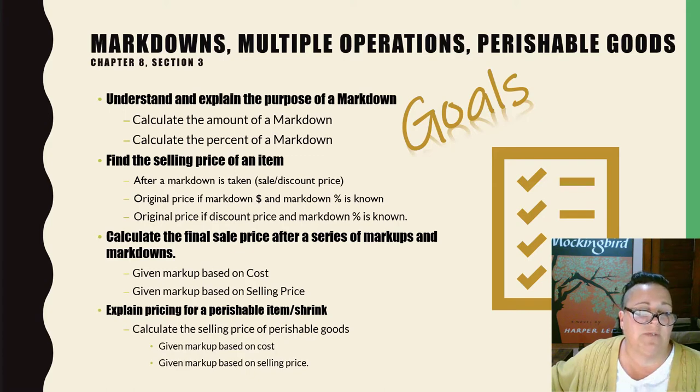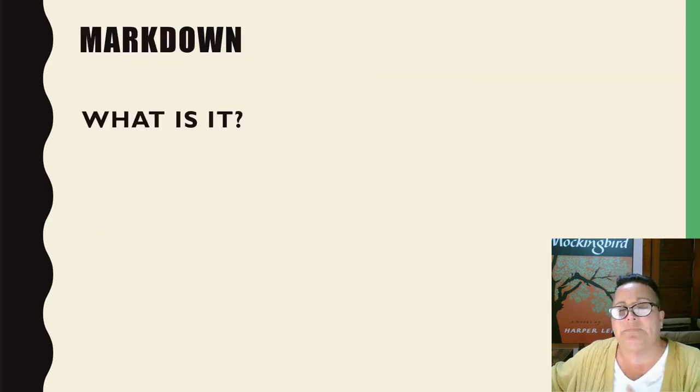We want you to be able to explain and calculate the pricing for a perishable item or for an item that experiences shrink, which is just sort of a market term for loss of some kind. Could be theft, could be inventory, could be just a misplaced count in your inventory. So can you calculate that selling price for both a markup based on cost to begin with and a markup based on selling price? So what is a markdown?